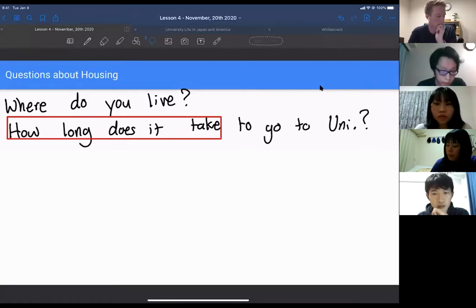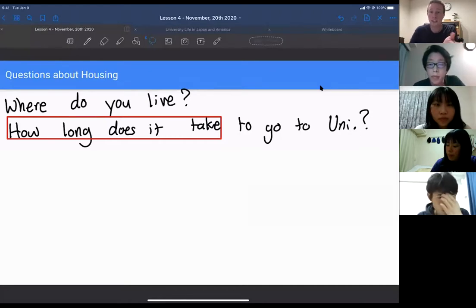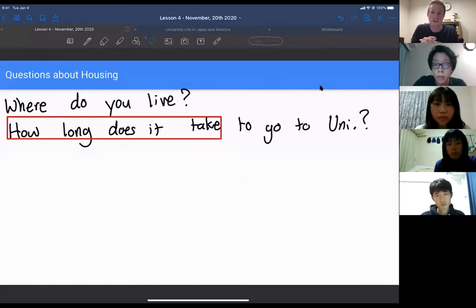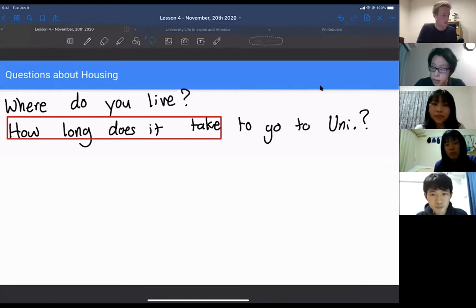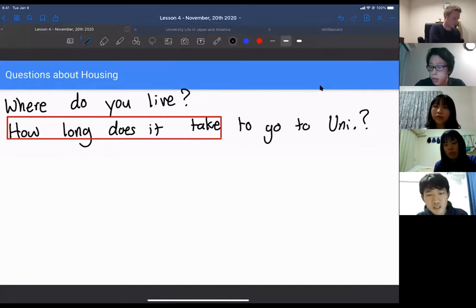Very good question. Yeah. If you live in an apartment, then every day you have to walk or ride a bicycle. So maybe it's very far. But in a dorm, you're very close to classes. So it's easier. Any other questions about housing? How about how much?